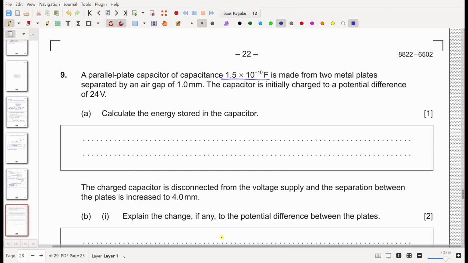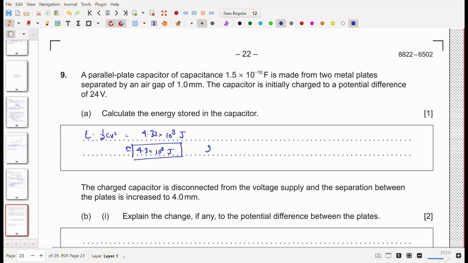A parallel plate capacitor of this value is made from two metal plates separated by an air gap of 1 millimeter. The capacitor is initially charged to a potential difference of 24 volts. First question, calculate the energy stored in the capacitor. Straightforward, E is equal to half CV squared, which, plugging into these amazing devices called calculators, we get a value of 4.32 into 10 to the power minus 8 joules, which is approximately 4.3 into 10 to the power minus 8 joules. As always, 2 SF.